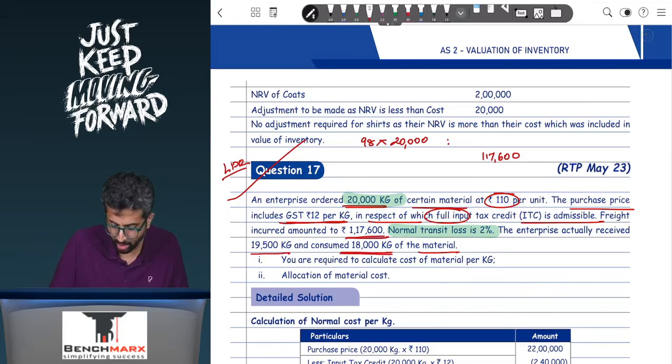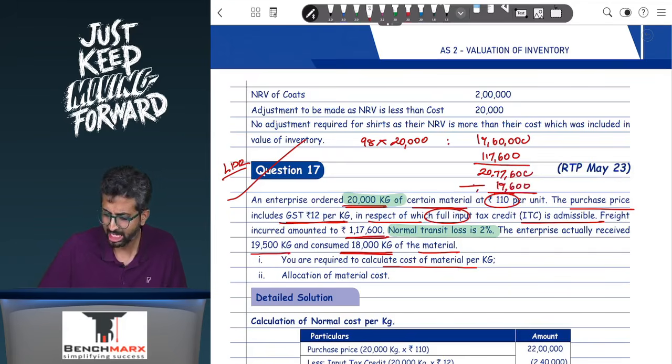You are first required to calculate the cost of material per kg. So over here that is nothing but 98 into 20,000 comes to 19,60,000 plus 1,17,600 comes to 20,77,600, divided by normal output or actual output, whichever is higher. So this is 19,600 and comes to 106. So this is 106.